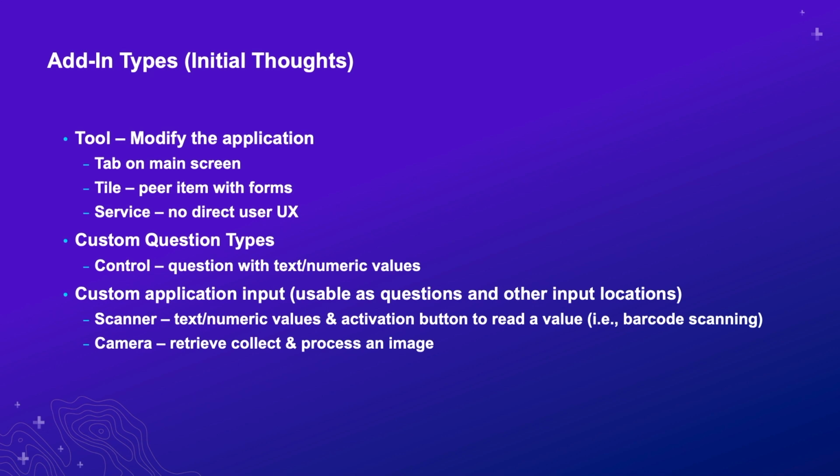Another add-in type is a control, which is a custom question type on the form. This allows you to have any sort of display for a question or provide additional information in the form itself. Finally, there will be add-ins to allow for custom input in both the Survey123 application and the form. These are currently modeled as a scanner, which will return a text or numeric value, and a camera, which will return an image or other set of binary data.